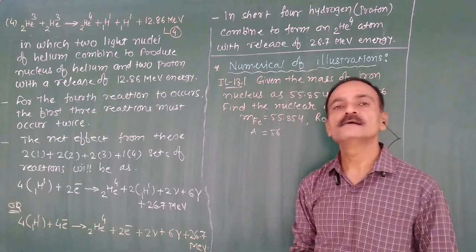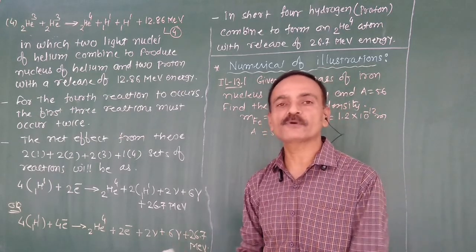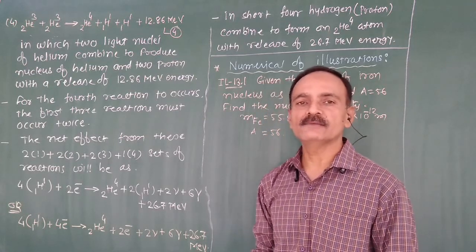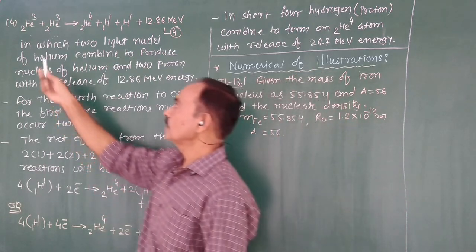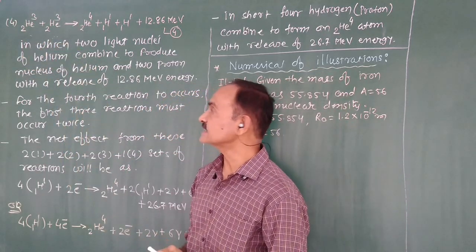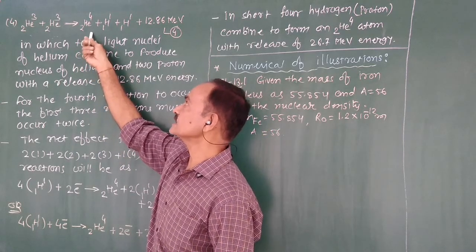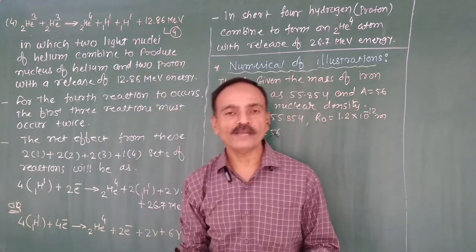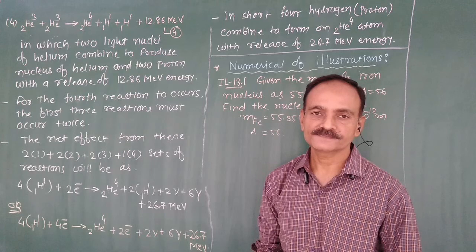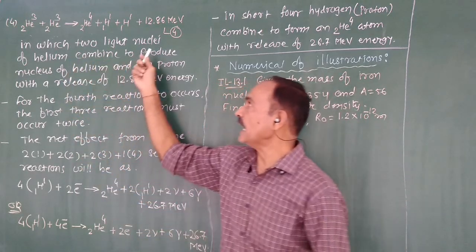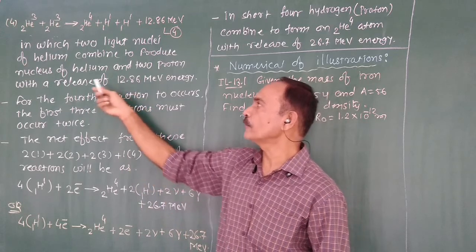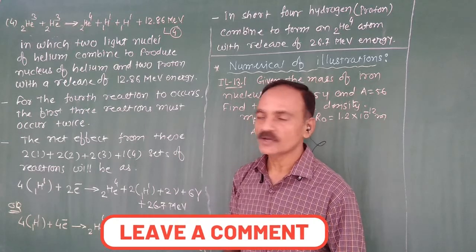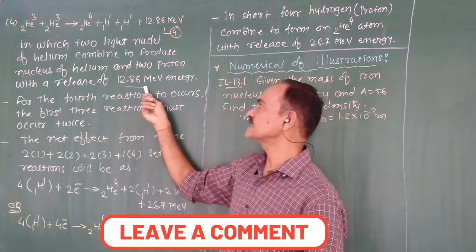Again, due to the earlier 3 processes occurring twice, as a result, we obtain the 2 light helium nuclei. These 2 light helium nuclei combine with each other to form the helium nucleus plus 2 hydrogen or the proton, plus 12.86 MeV energy, in which the 2 light nuclei of helium combine to produce the nucleus of helium and 2 protons, or the hydrogen nuclei, with release of 12.86 MeV energy.